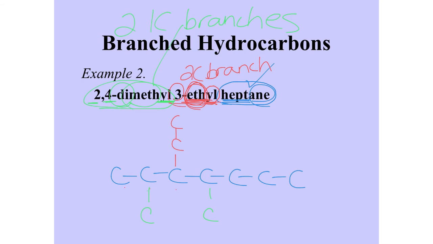So don't put 2 on both carbon 2 and carbon 4. That would give us 4 methyl groups, which would be tetramethyl. So we only have 2 total: one is on the second carbon, one is on the fourth carbon. All right, then you're done with that part.